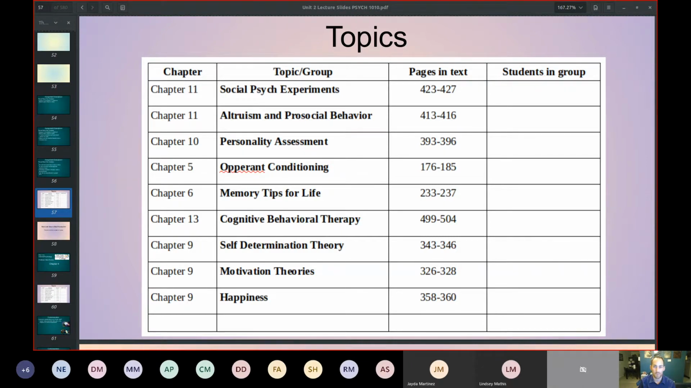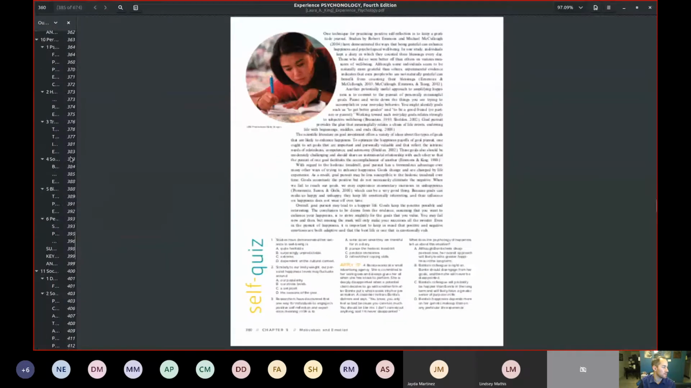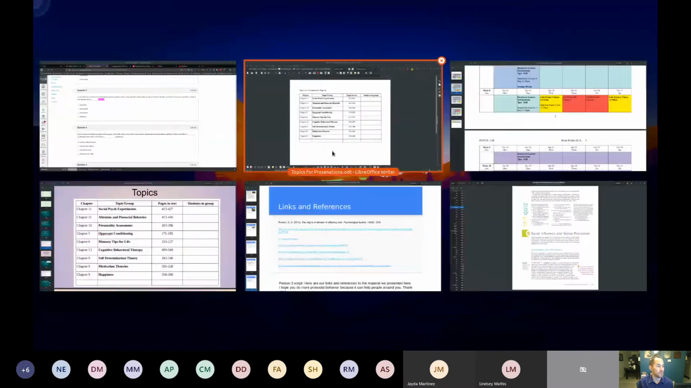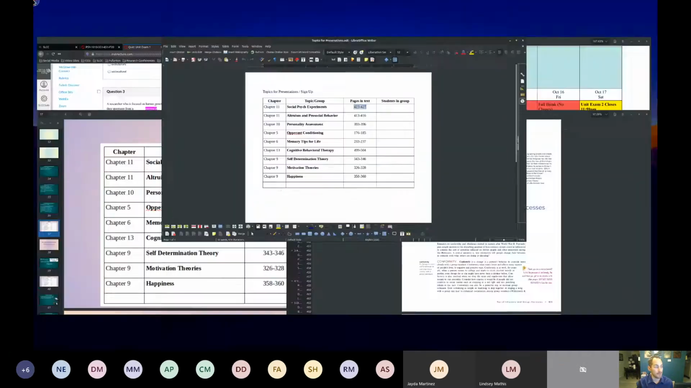And go to page 423. All right, I'm pretty close actually. All right, so for the first group doing social psych experiments, that content is between pages 423 and 427.